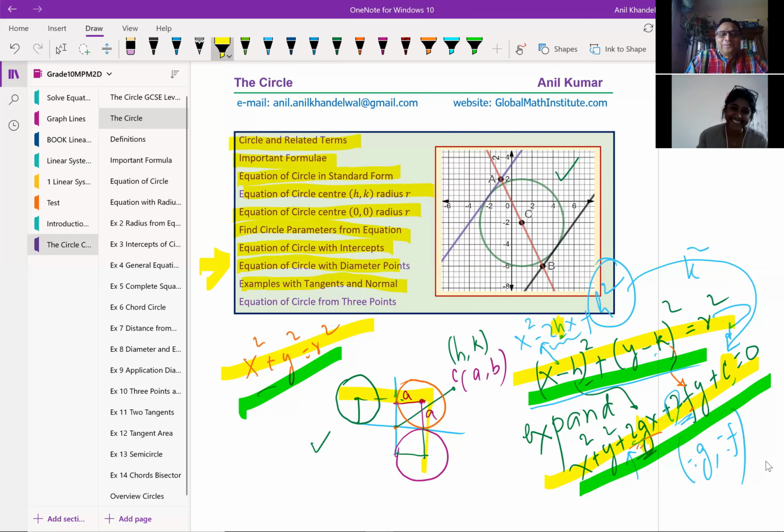Examples, examples with tangents and normals. That is a very interesting question. We should actually talk about it at length. An equation of circle from 3 points. Now, why 3 points for a circle?